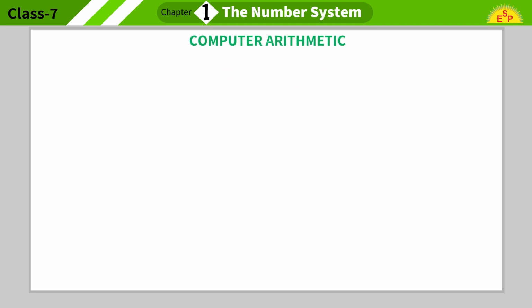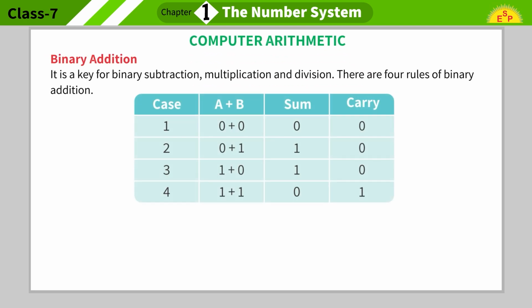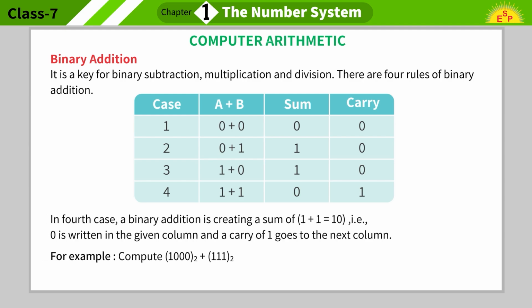Computer arithmetic. Binary addition. It is a key for binary subtraction, multiplication and division. There are 4 rules of binary addition. In the fourth case, a binary addition is creating a sum of 1 plus 1 equals 10, that is, 0 is written in the given column and a carry of 1 goes to the next column. For example, compute 1000 base 2 plus 111 base 2.